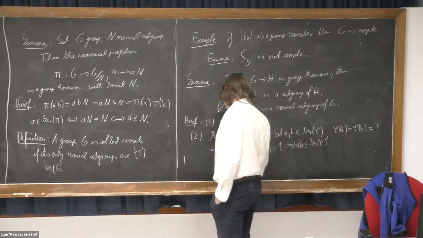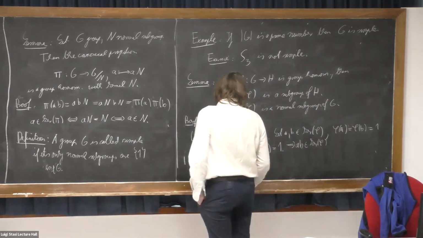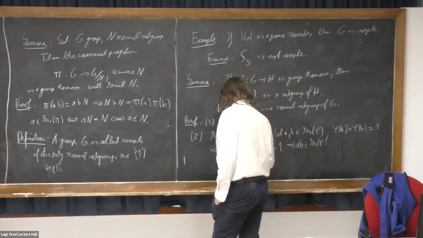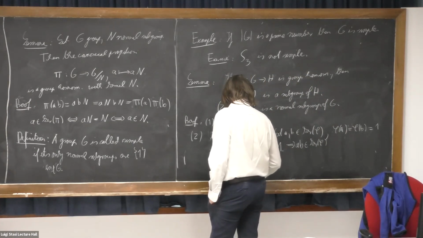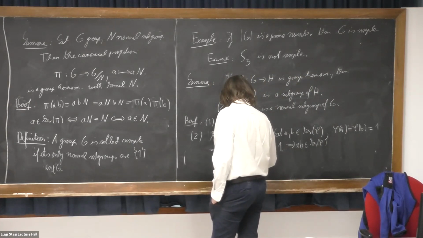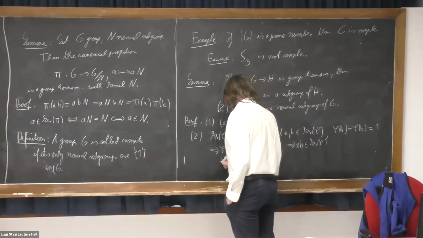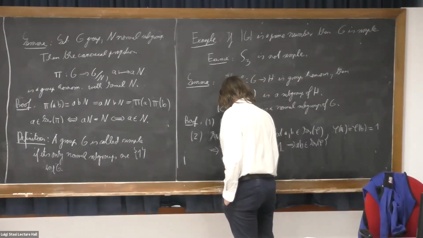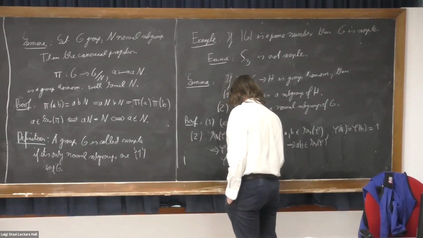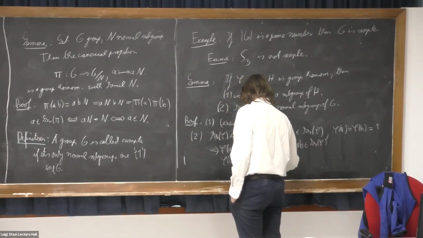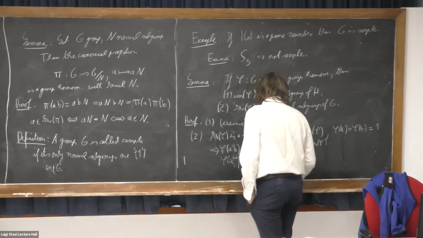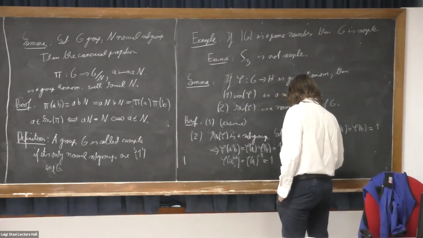And in the same way, P of A to the minus 1 is 1 to the minus 1, so say P of A to the minus 1 is equal to A to the minus 1, also equal to 1. So A to the minus 1.